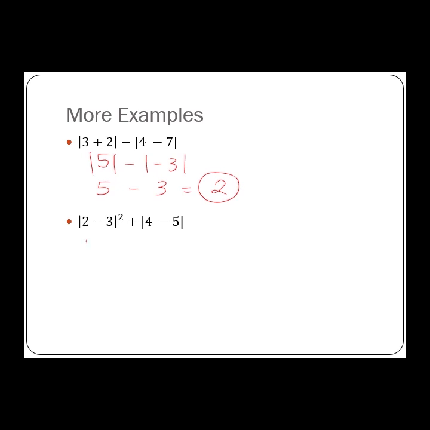Here we do 2 minus 3, which is negative 1. And 4 minus 5, which is negative 1. We work on the inside. The absolute value of negative 1 is 1. The absolute value of negative 1 is 1. 1 squared, remember, is 1 times 1. That's still just 1. And 1 plus 1 is 2.